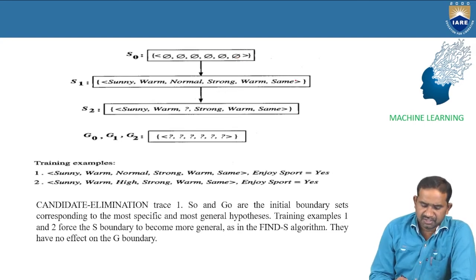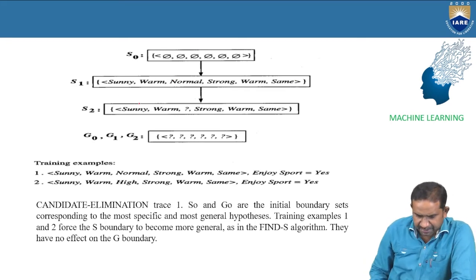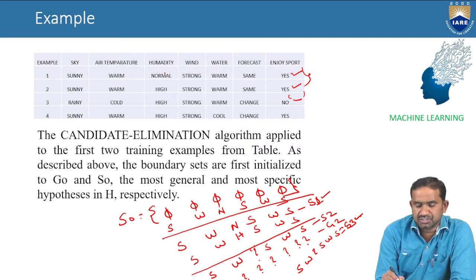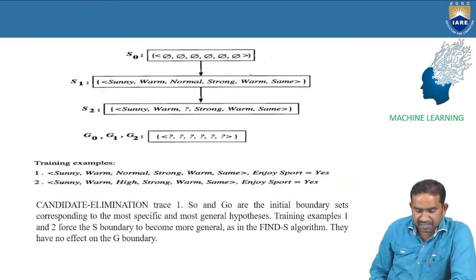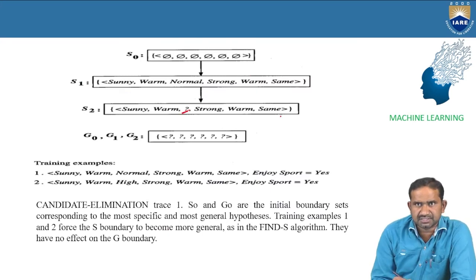That is the second output. And then we compare with the second day's training example. Only sunny is the same, and normal and high, the third parameter, is changed. Sunny, strong, warm as well as same. So in this third parameter we keep a question mark itself. The remaining is the same as this.